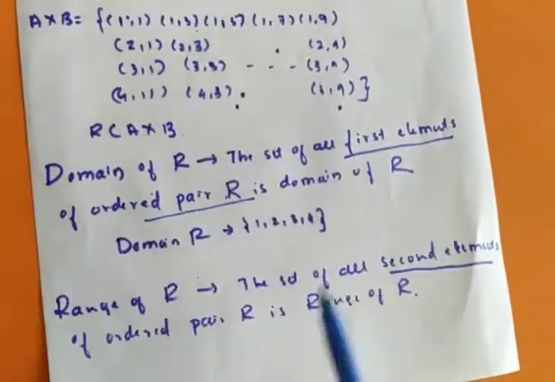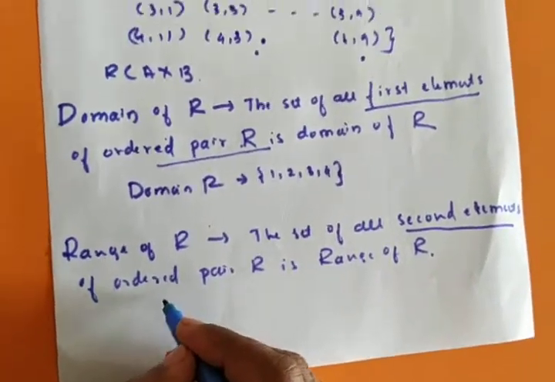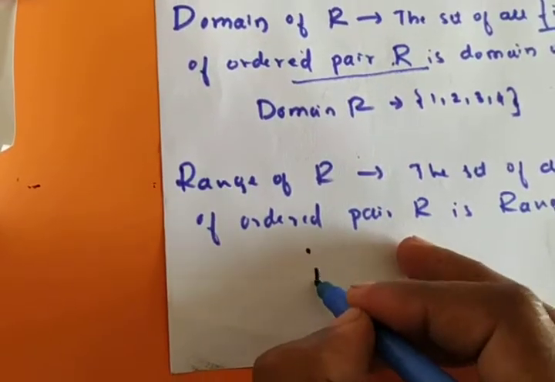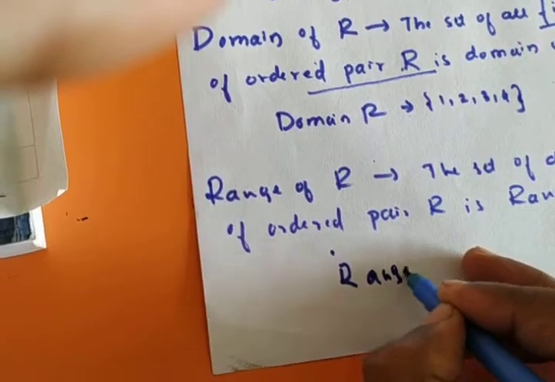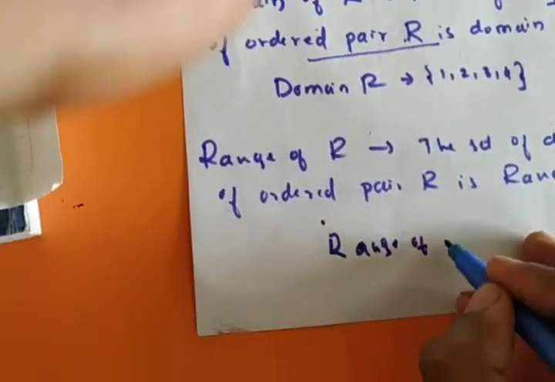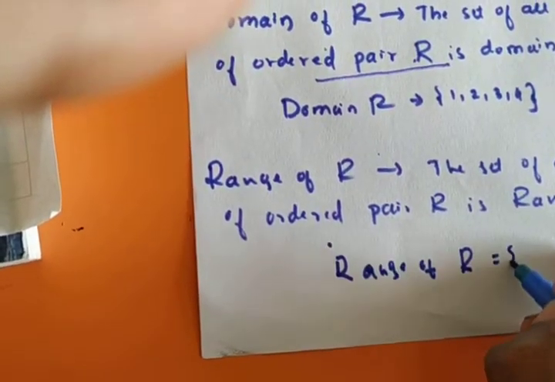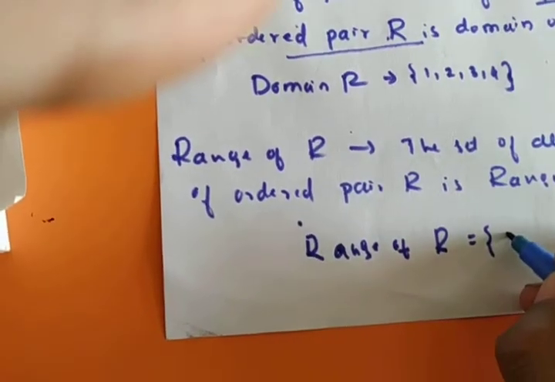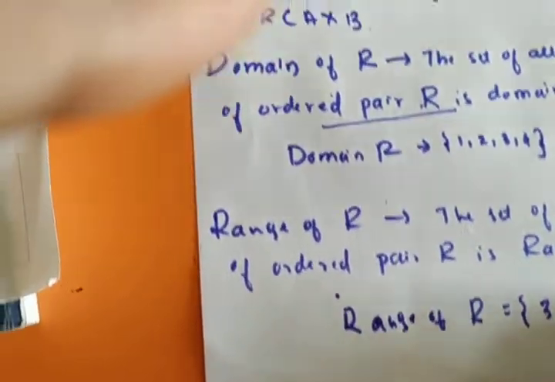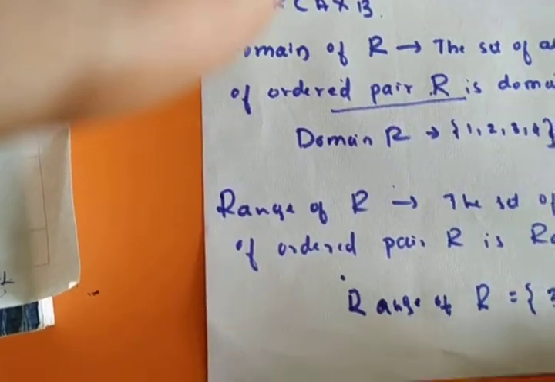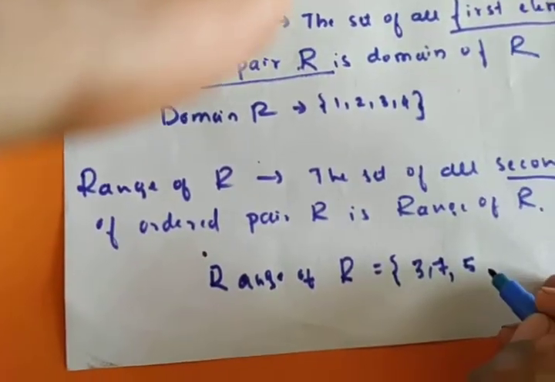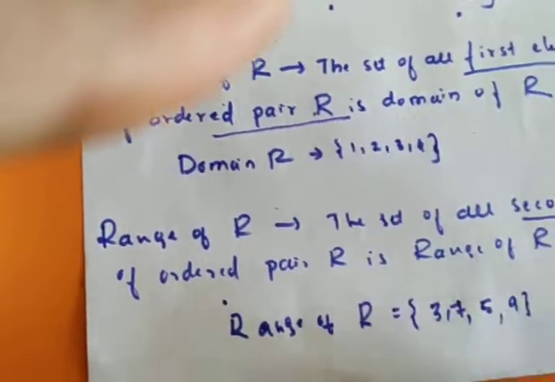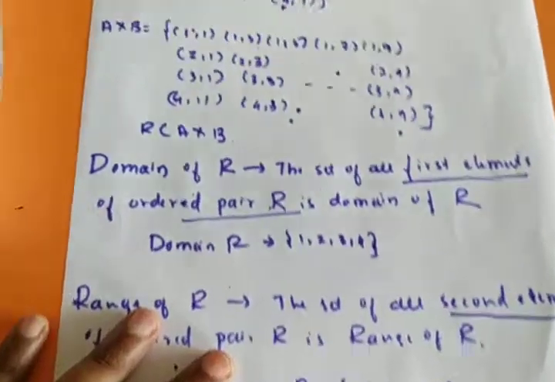Okay, so the range of R is 3, 5, 7 and 9. So this is about the range of R.